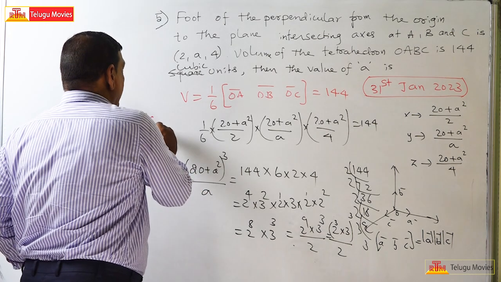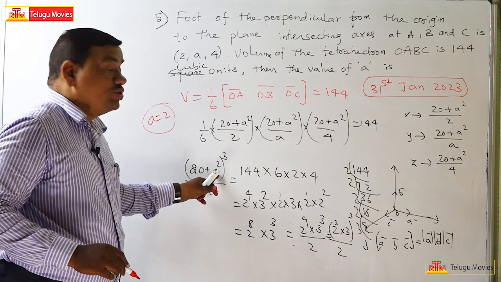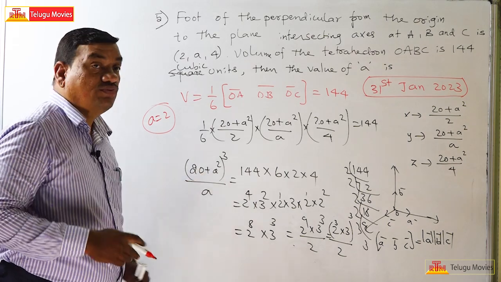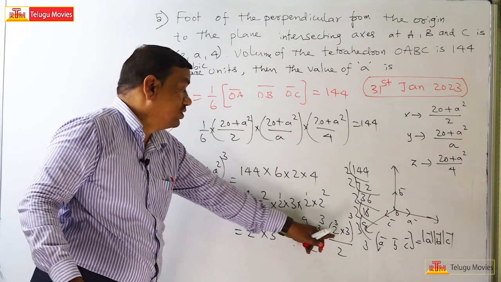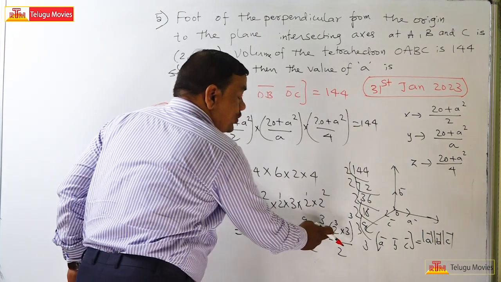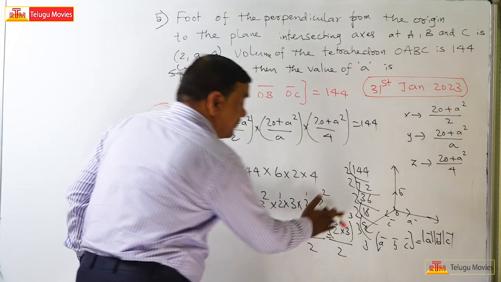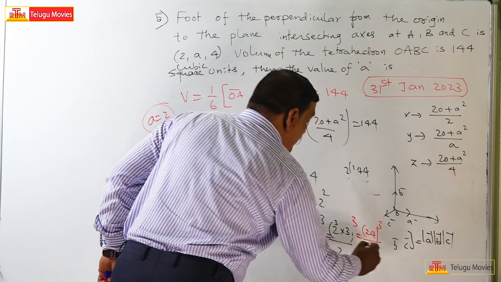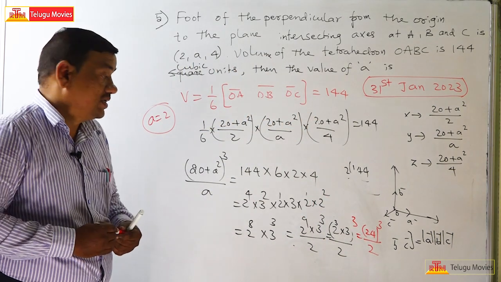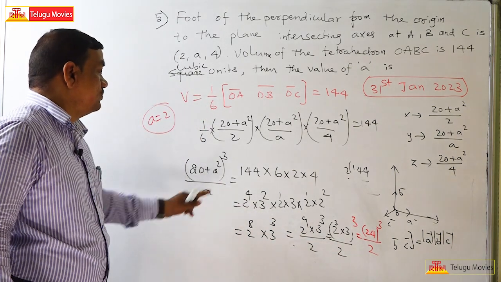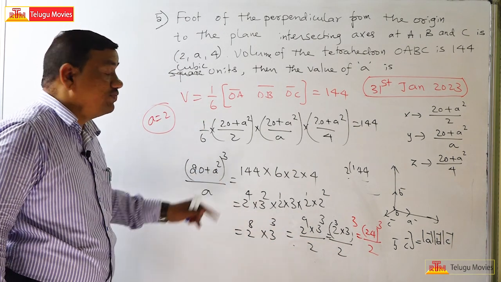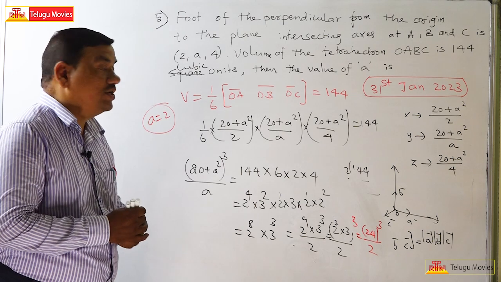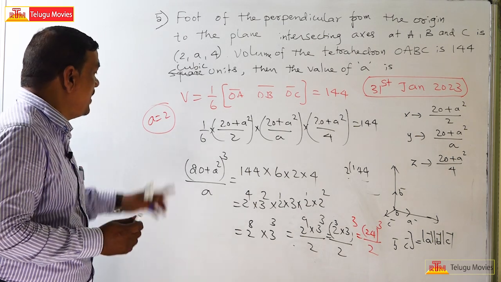If you take A is equal to 2, 2 square is 4, 20 plus 4 is 24. 24 whole cube, you write down, it will be 24: 2 cube is 8, and 8 threes are 24. Check here, so this is a cube, 24 whole cube by 2. So A is equal to 2. Understand? So we got A is equal to 2. The value of A is 2.